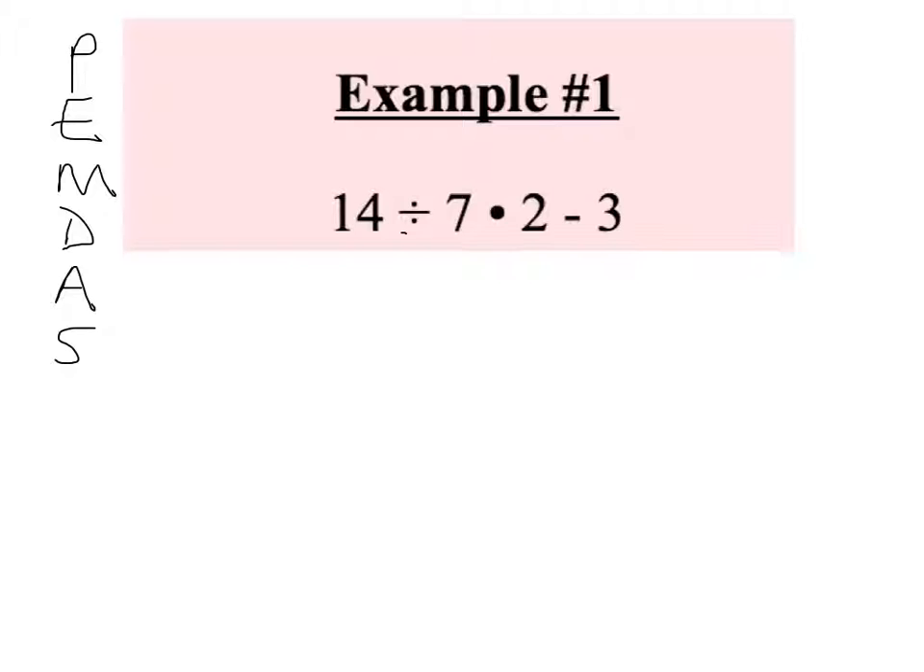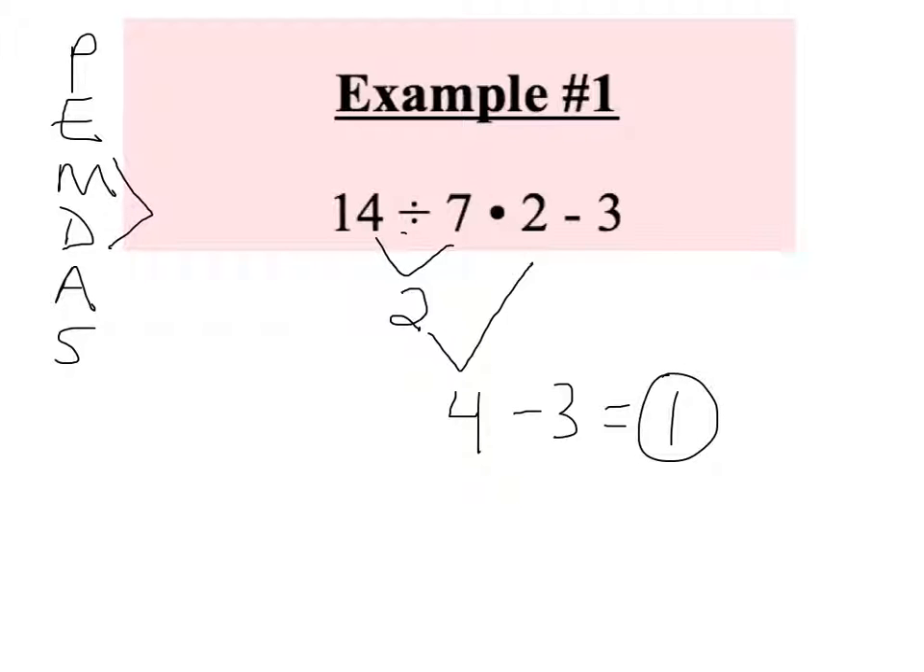Do we have exponents? We do not. So what do we have? We have these two symbols, multiplying and dividing. We want to go from left to right. So we would do 14 divided by 7 first, and that would be 2. Then we would multiply, and we'd get 2 times 2, which is 4. And then we would subtract the 3, so our answer would be 1. All right, let's do another one.